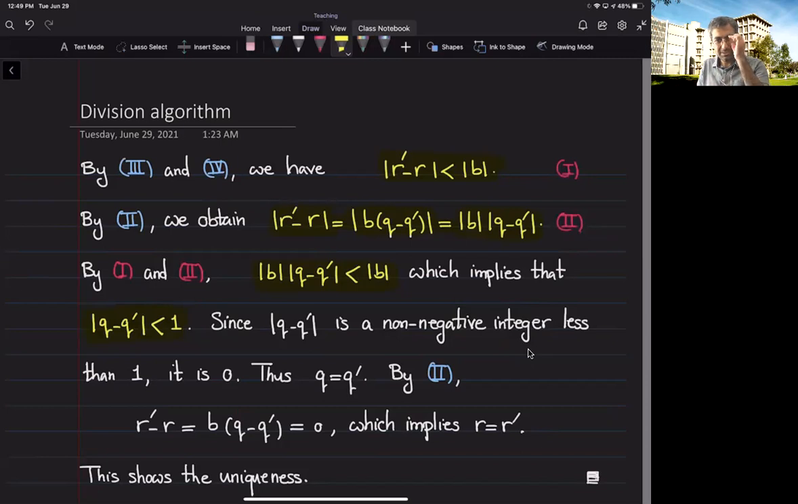are integers. Therefore, the absolute value of q minus q prime is a non-negative integer, and it is strictly less than 1. But there are no integers between 0 and 1. The only non-negative integer which is strictly less than 1 is 0. Because the absolute value of q minus q prime is a non-negative integer and it is less than 1, I deduce that it is 0, which means I get that q is q prime.